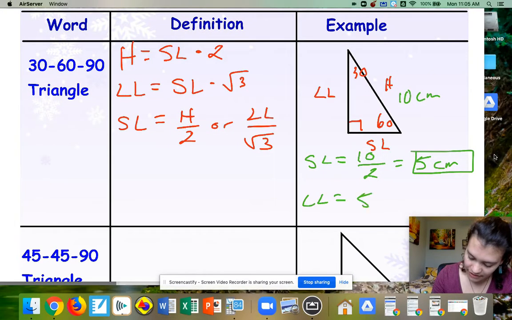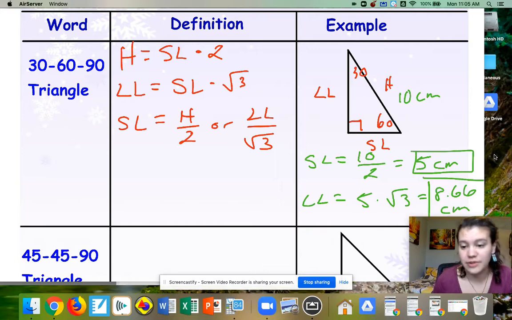We're going to do 5 times the square root of 3, and you can leave it like that, or you can get the decimal, which will be 8.66 centimeters. If a question on Math Excel or something asks you to leave it in simplified, or simplest radical form, it wants this answer. So this is your radical form.